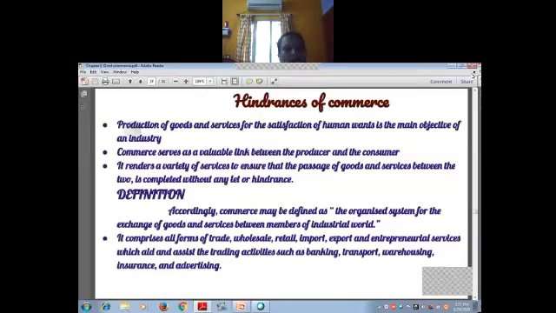See, commerce is the very important link between the producer and the consumer. So, what this definition is saying is that it is the organized system to exchange products and services from producer to consumer. Okay, and then it includes all the wholesale, retail, export and import and everything. And then commerce aids are banking, transport, warehousing, insurance, advertisement, and everything.